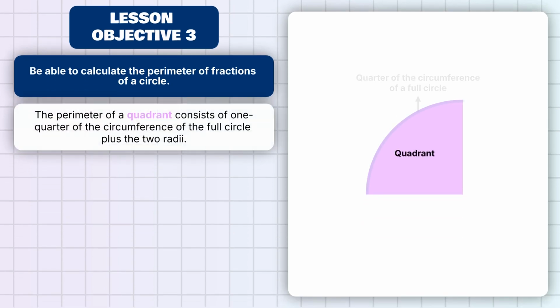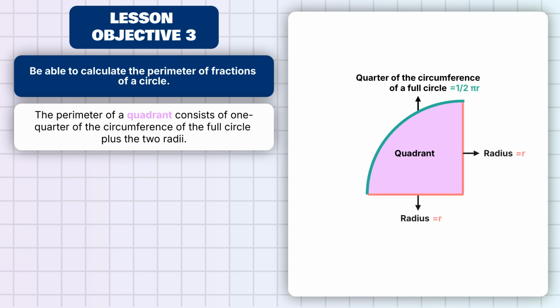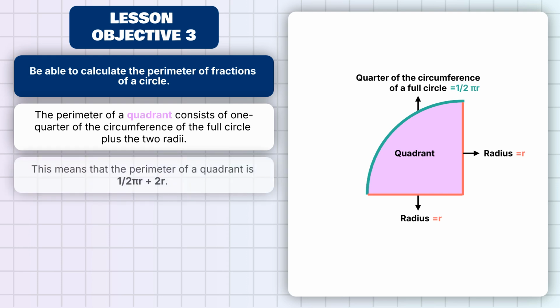Onto the quadrant, the perimeter of a quadrant includes 1/4 of the circumference plus the 2 radii. 1/4 of the circumference is a quarter of the full circle circumference, 2 pi r, so it is therefore half pi r. Each radius is r, therefore adding them together, we get 2r. So the perimeter of the quadrant is half pi r plus 2r.